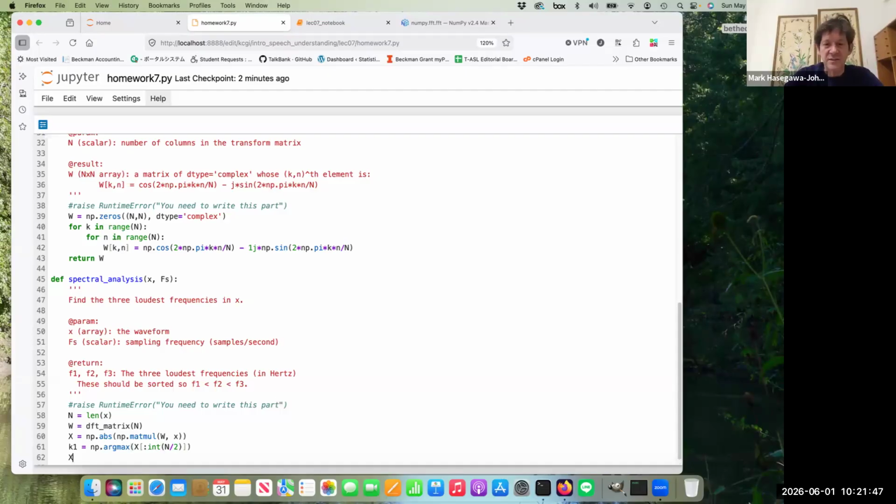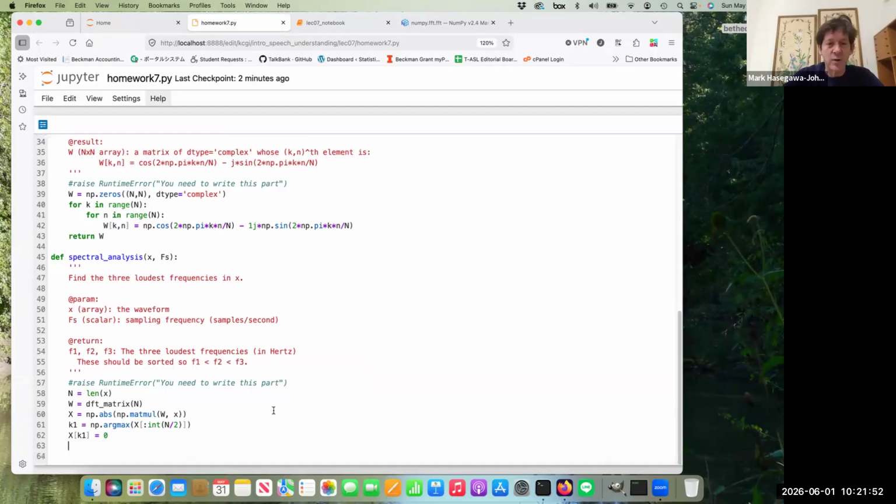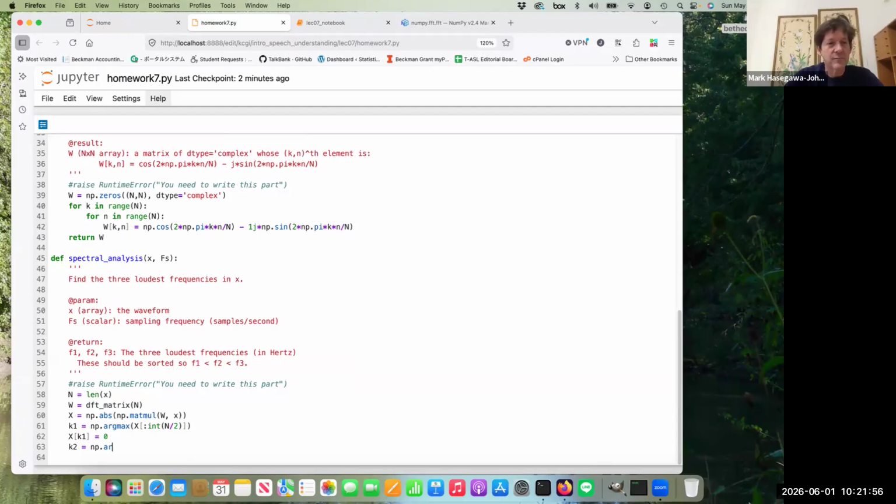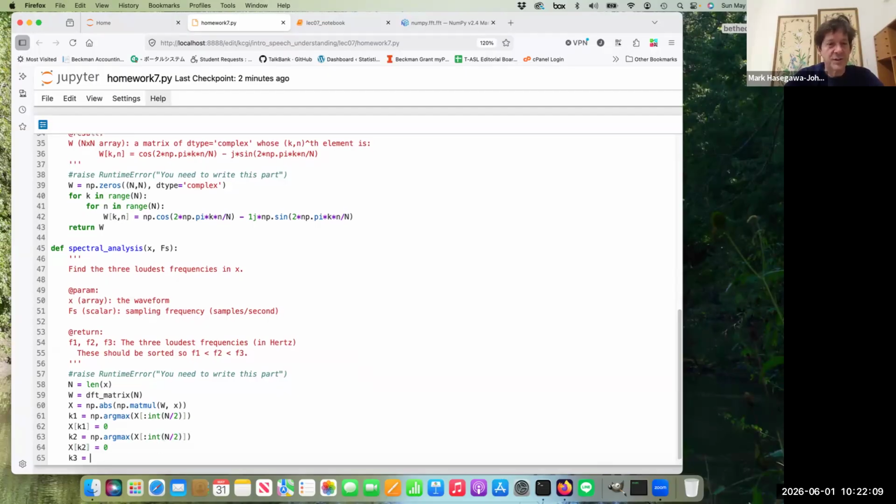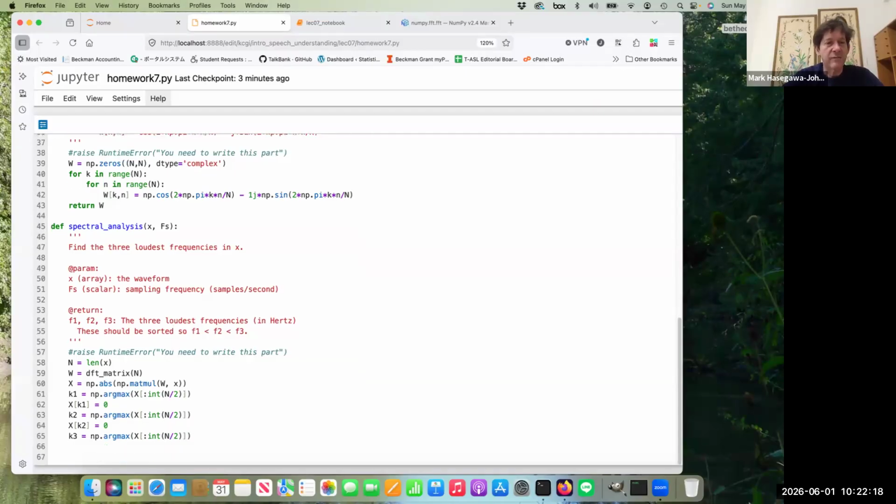And then let's set X of K1 equal to 0 because we don't want that frequency anymore. And then let's find K2, the new argmax. And then let's set X of K2 equal to 0. And then let's find K3, the third largest node. All right, those are our three frequencies.